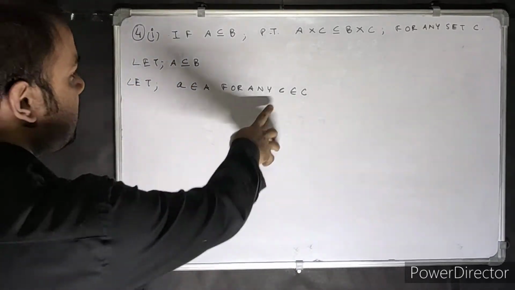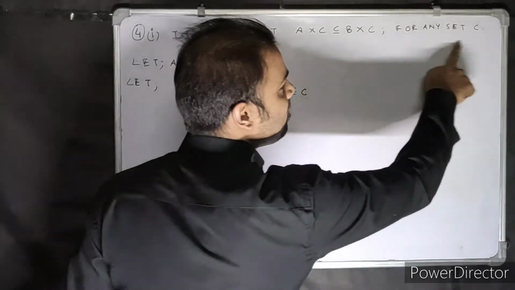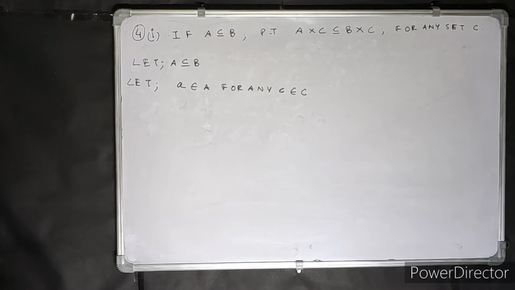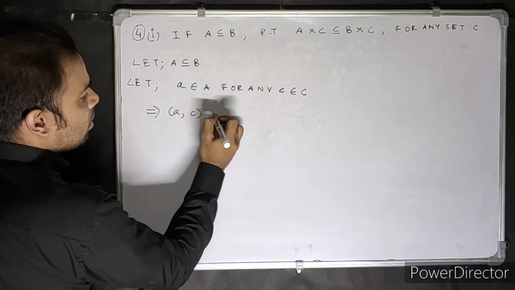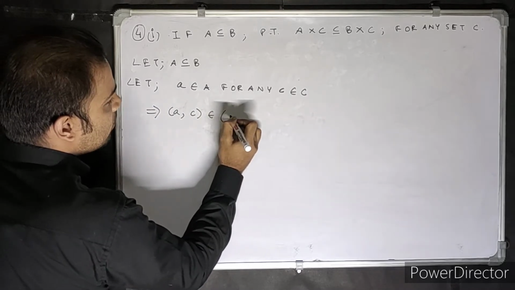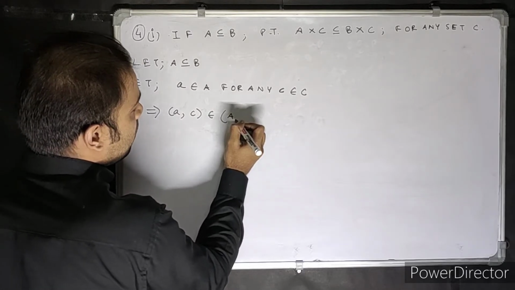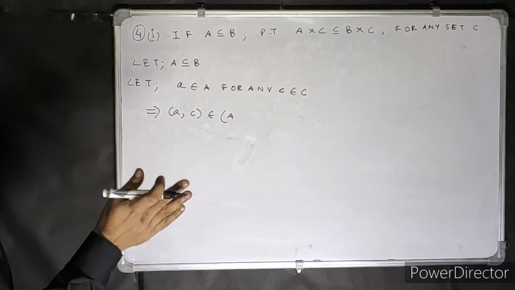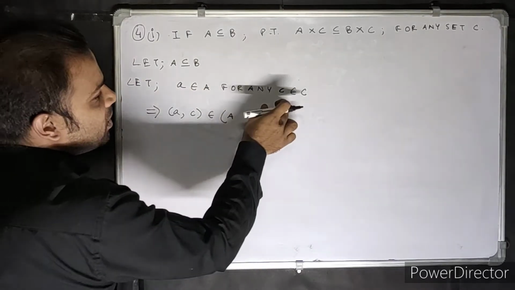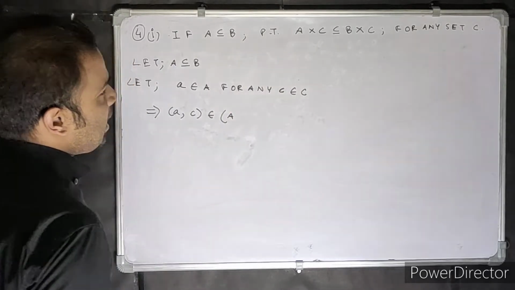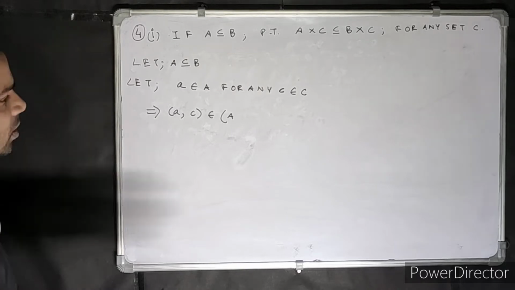Now some of you will say, why C? Can't I take b belong to B over here? Don't take like that. We have a new set C. That means a comma c, whole thing belongs to A. So we cannot start from here. We cannot start with this. We have to start with a comma c belongs to A cross C.